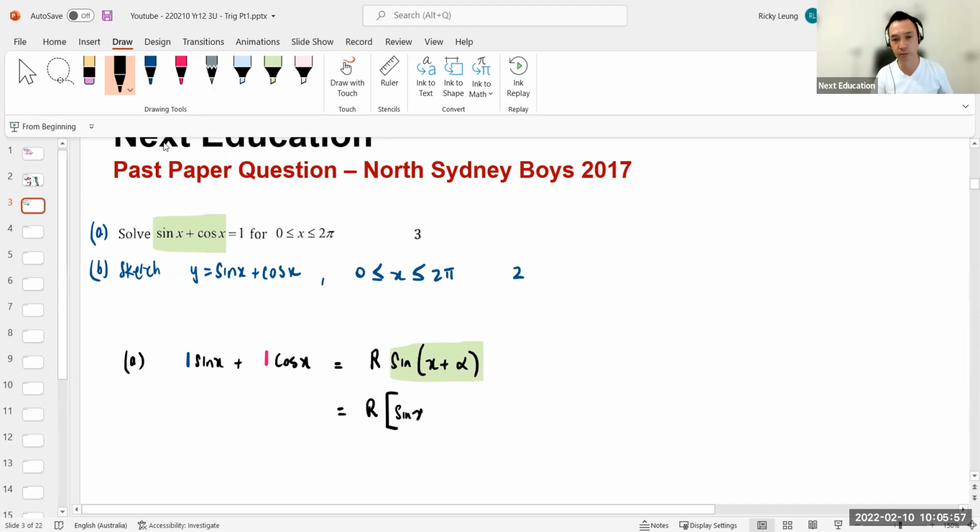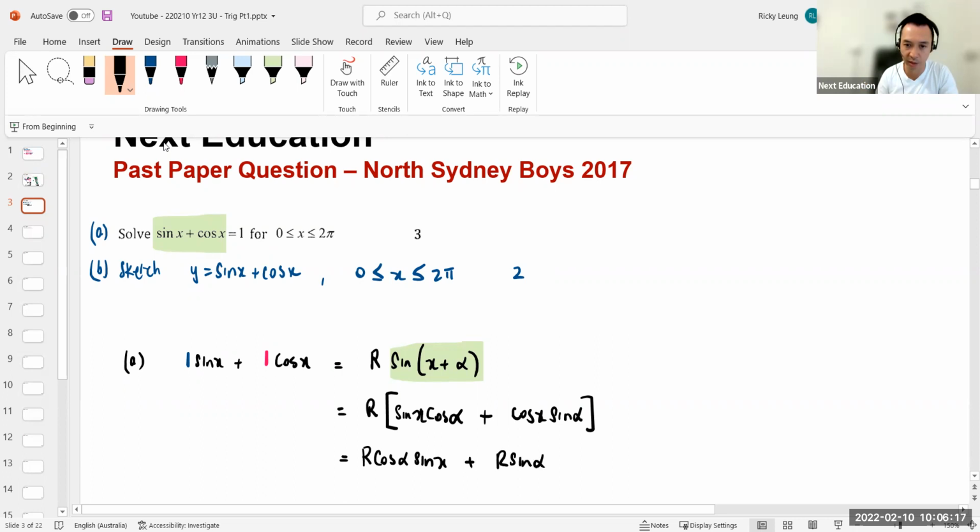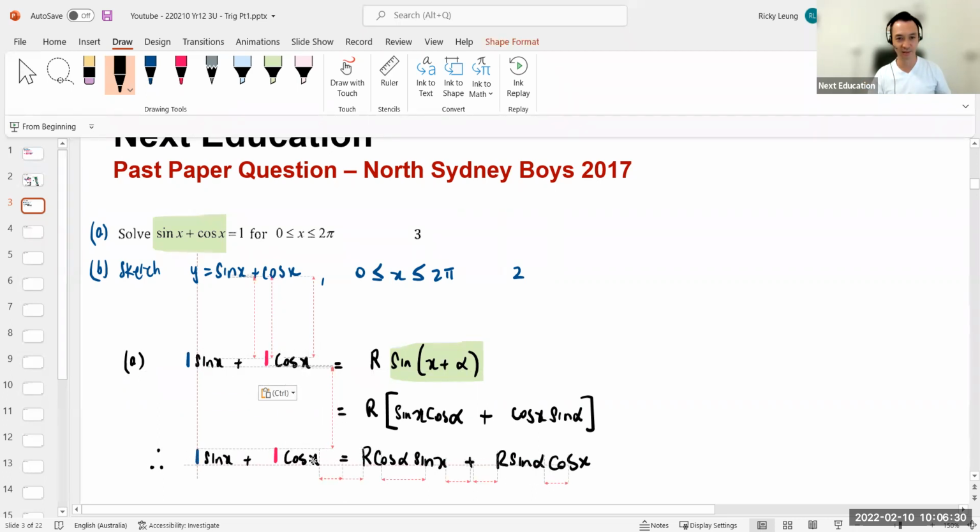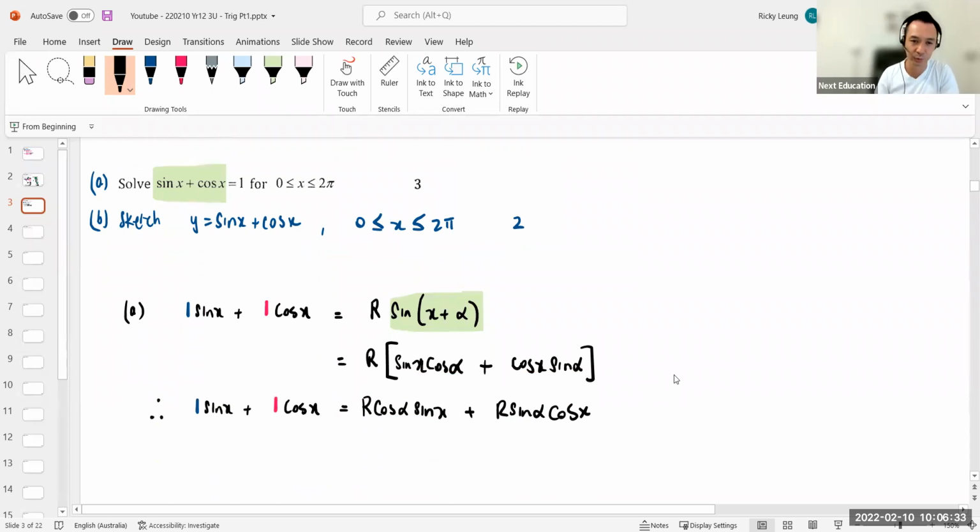Sine x cos alpha plus cos x sine alpha. And then you can switch the order of the x and the alpha to be r cos alpha sine x plus r sine alpha cos x. So therefore, I can do this in PowerPoint. I wouldn't miss that when all my classes resume face-to-face.